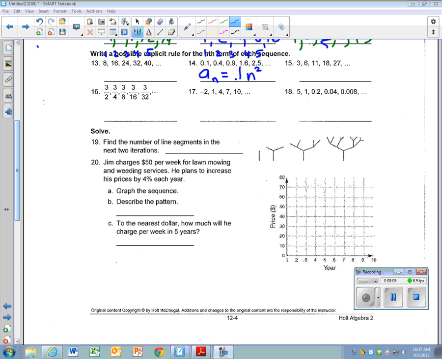Okay, so some people got it. Kaylee made a great observation, and she says, "I see it goes up by 8," and she's absolutely correct. It does go up by 8 each time, so you could write a recursive definition by saying a sub n is equal to the previous term plus 8. But that's recursive. We want explicit.